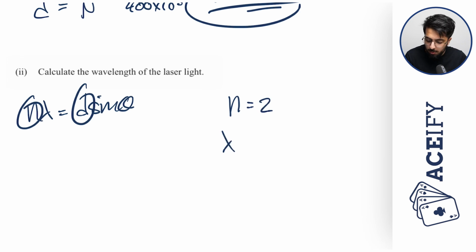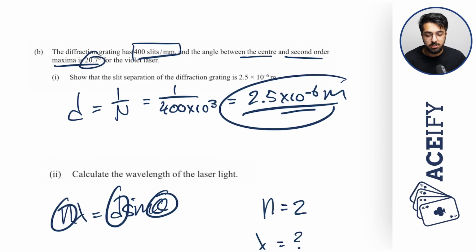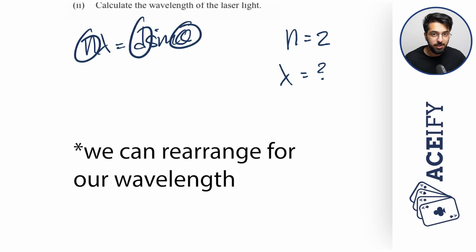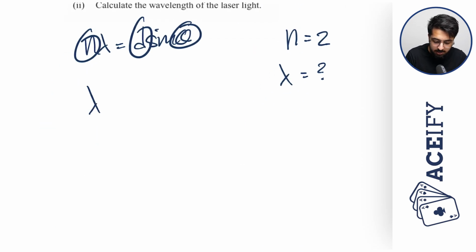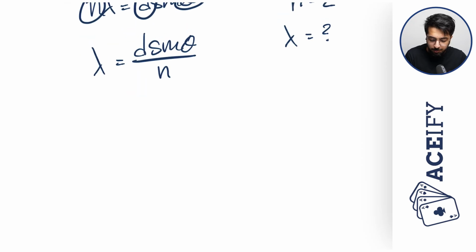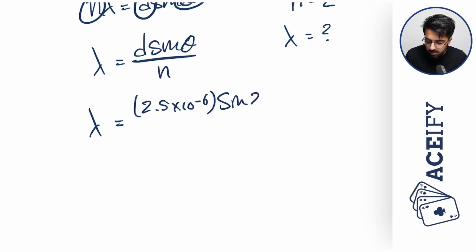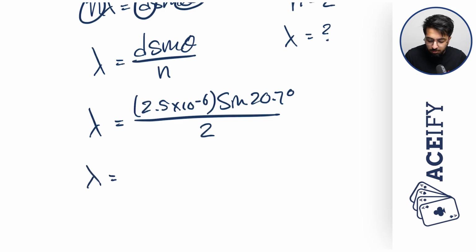Our wavelength is what we are trying to find, and our theta value is given right here as 20.7 degrees. So now we can just simply rearrange, and we get lambda is equal to d sine theta all over our n value. Therefore, our wavelength is equal to 2.5 times 10 to the negative 6 times sine 20.7 degrees all over 2, and this gives a wavelength of 4.418 times 10 to the negative 7 meters. There we go.